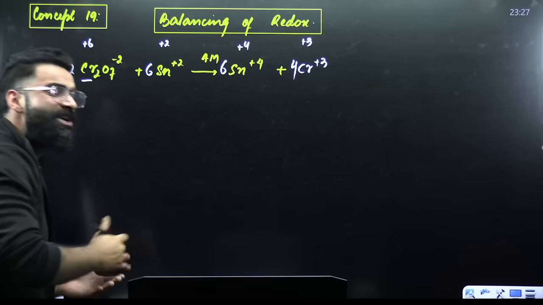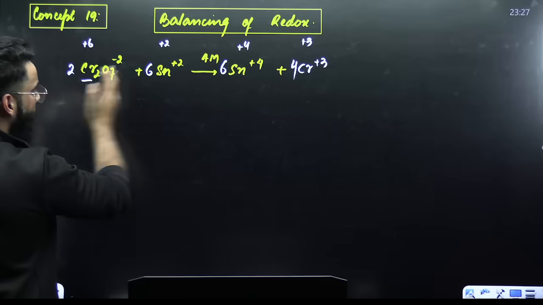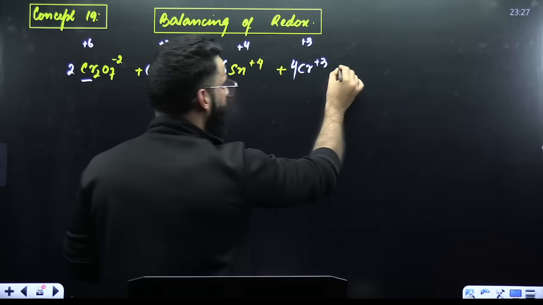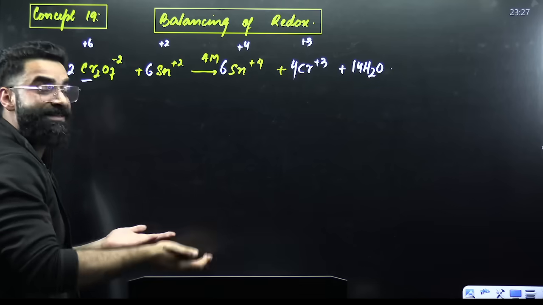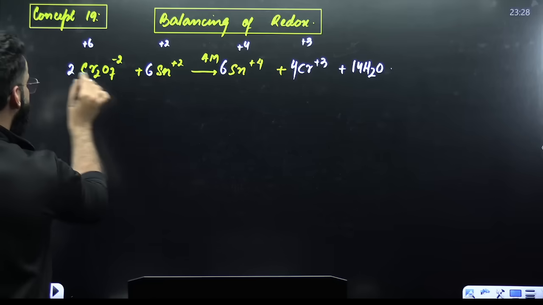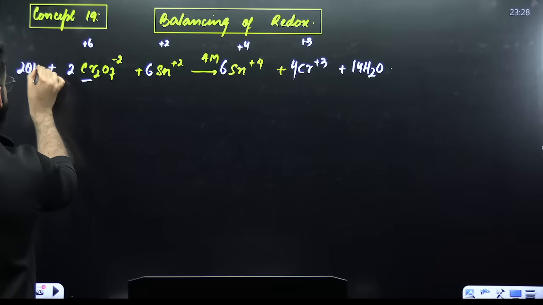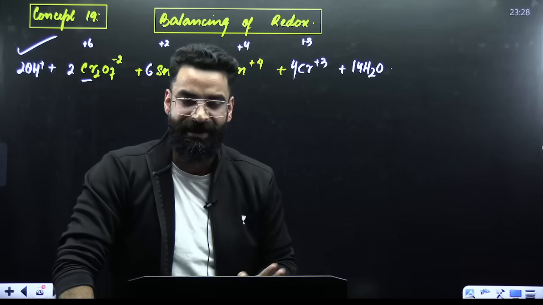Now balance oxygen with the help of water. How many oxygen on this side? 7 twos are 14. So 14 oxygen on the left side. So add 14 water molecules on the right side. Oxygen is balanced. Now balance hydrogen. 14 twos are 28 hydrogens on this side. This side is hydrogen deficient. So add 28 H positives on this side. The reaction is balanced. A simple shortcut by means of which you can balance the reaction in acidic medium.